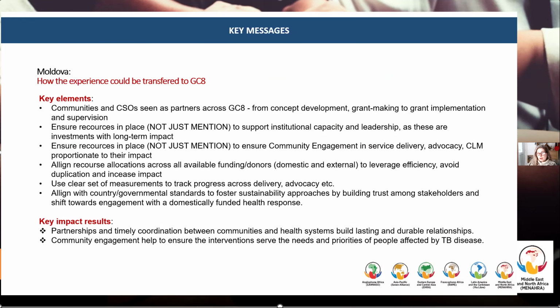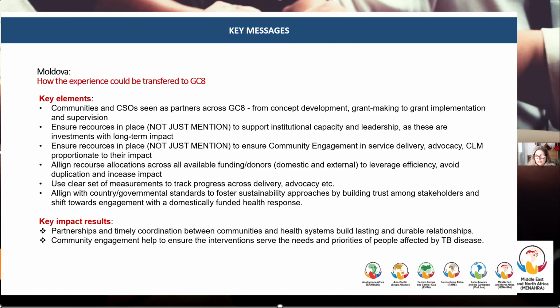To conclude, what we can do and what we can still apply is, of course, to look comprehensively at every piece of the puzzle, not separately, to ensure that we have resources to support institutional capacity as well as leadership, because otherwise we will not have meaningful engagement in policy discussion and policy implementation. We need to ensure funds are in place to continue community engagement in service delivery, and not forget about the proportionate allocation of resources, taking into consideration the overall impact on the national TB response.